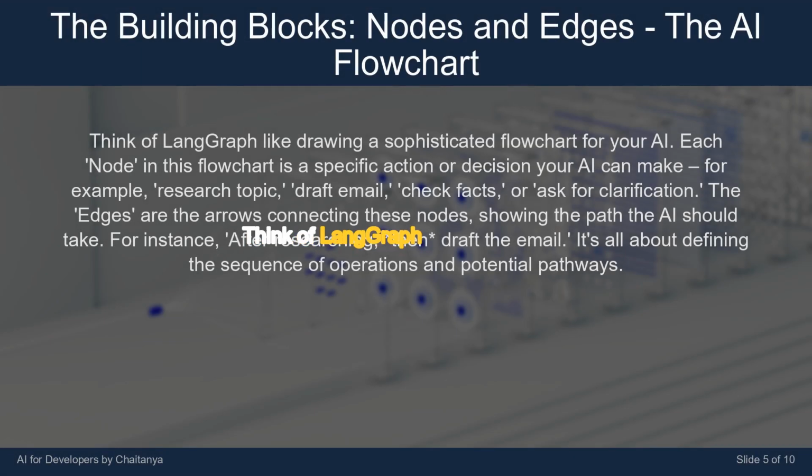Think of LangGraph like drawing a sophisticated flowchart for your AI. Each node in this flowchart is a specific action or decision your AI can make. For example, research topic, draft email, check facts, or ask for clarification. The edges are the arrows connecting these nodes, showing the path the AI should take. For instance, after researching, then draft the email. It's all about defining the sequence of operations and potential pathways.